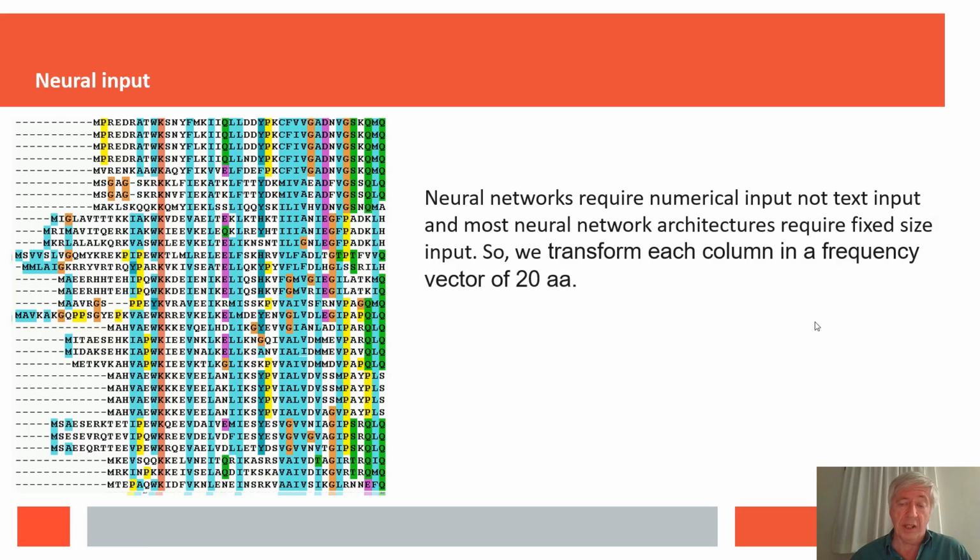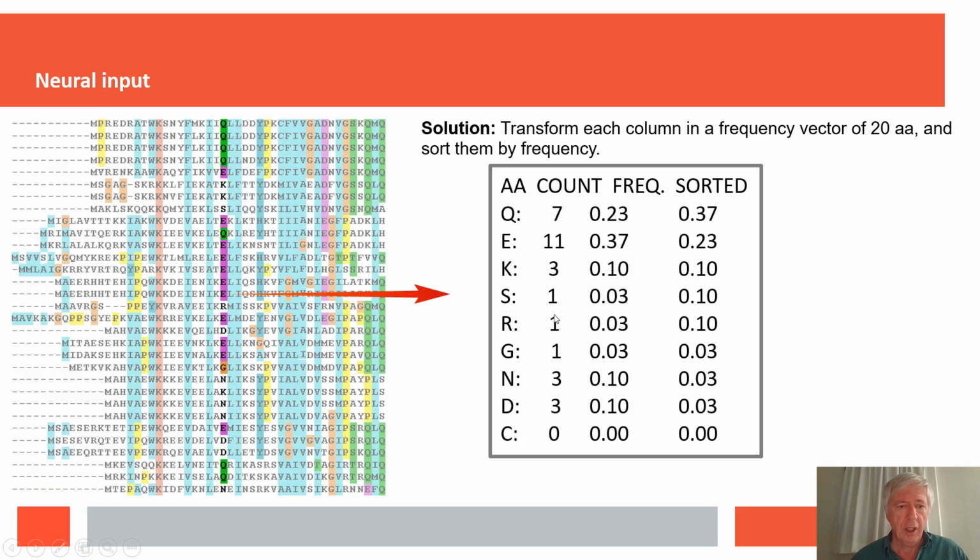Neural networks, or matrix methods as I would call it in this case, require numerical input, not text input, so every column is replaced by a frequency vector for the 20 amino acids. So here, if we take one column and we count what is in there, then you see Q 7 times, 23%, or 0.23 is the frequency. So this is the frequency per amino acid, but we are not interested in amino acids, we're interested in the variability patterns. So we use the sorted variability vector. So the highest frequency, whichever residue that is, is number 1, the second highest number 2, etc.